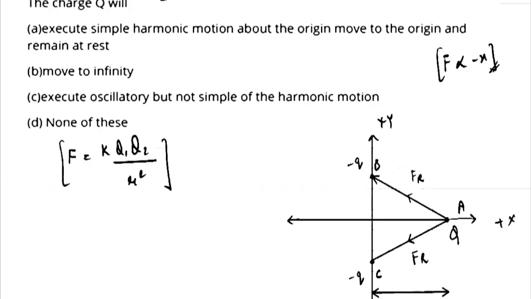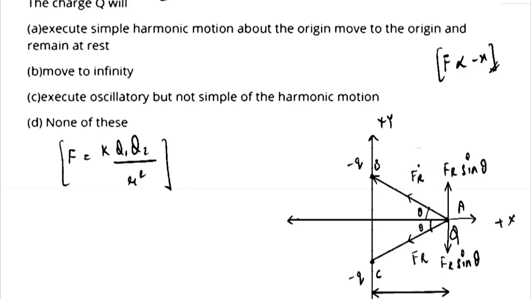Further, let's resolve this force into two components. Let this angle be theta. This angle will also be theta, and this component will be Fr sine theta. In the downward direction, due to the other minus q charge, we will have the same force but in the negative direction, which will be Fr sine theta.